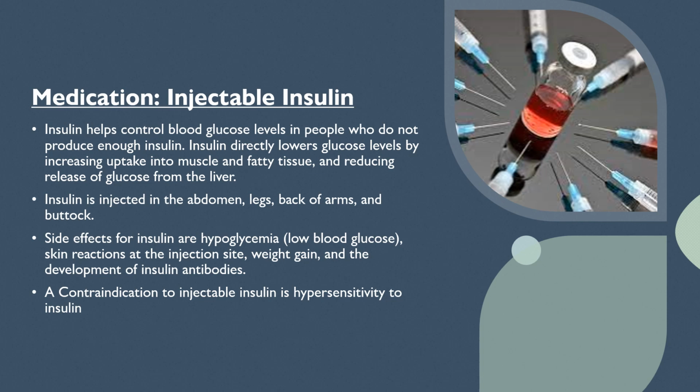Insulin is injected in the abdomen, legs, back of arms, and buttock. Side effects for insulin are hypoglycemia, which is low blood glucose, skin reactions at the injection site, weight gain, and the development of insulin antibodies. A contraindication to injectable insulin is hypersensitivity to insulin.